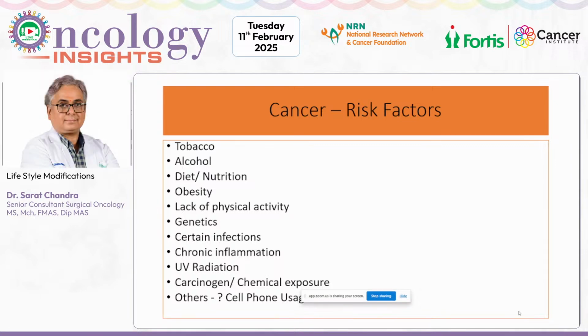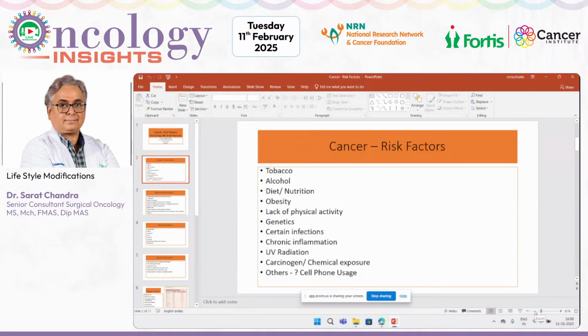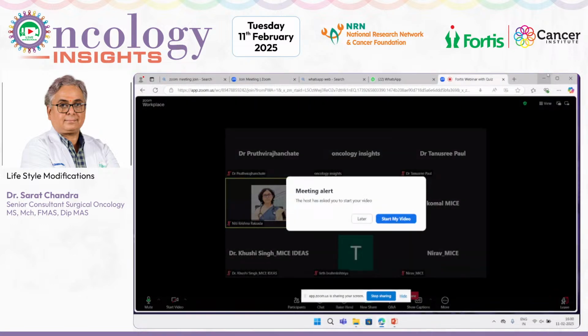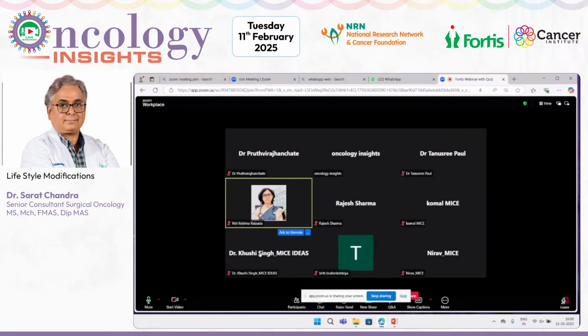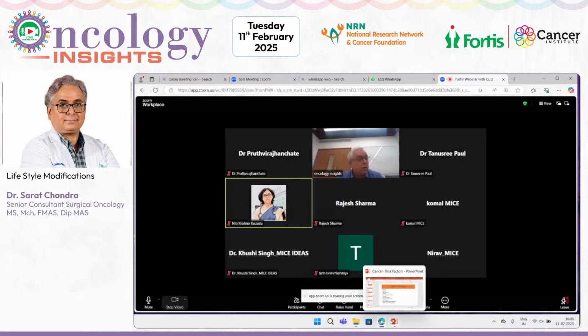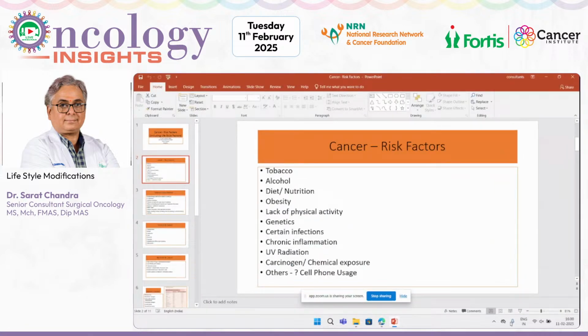Old cells don't die. So this is what leads to cancer. If we look at the commonest risk factors for cancer, we know it is said during our learning period that the first cause of cancer is tobacco, second cause tobacco, third cause tobacco, like that they used to tell. So tobacco is such an important cause of cancer worldwide. And I will be elaborating on the individual risk factors subsequently in my slides.